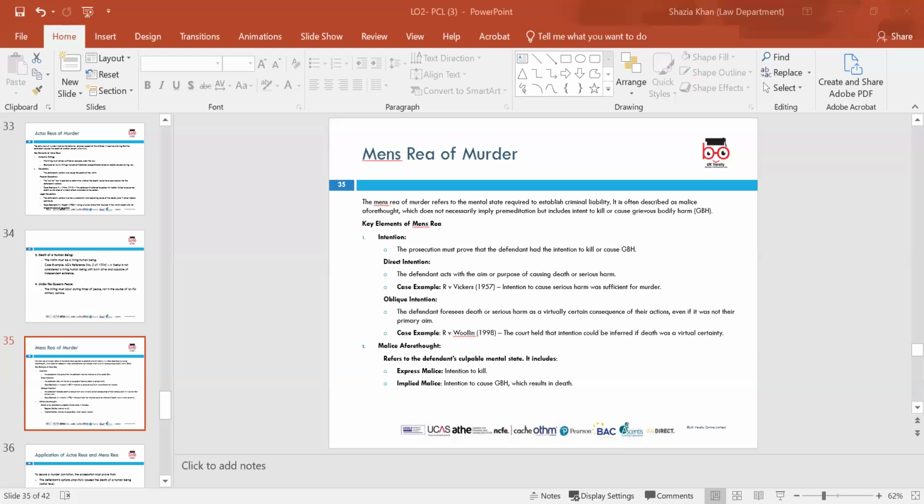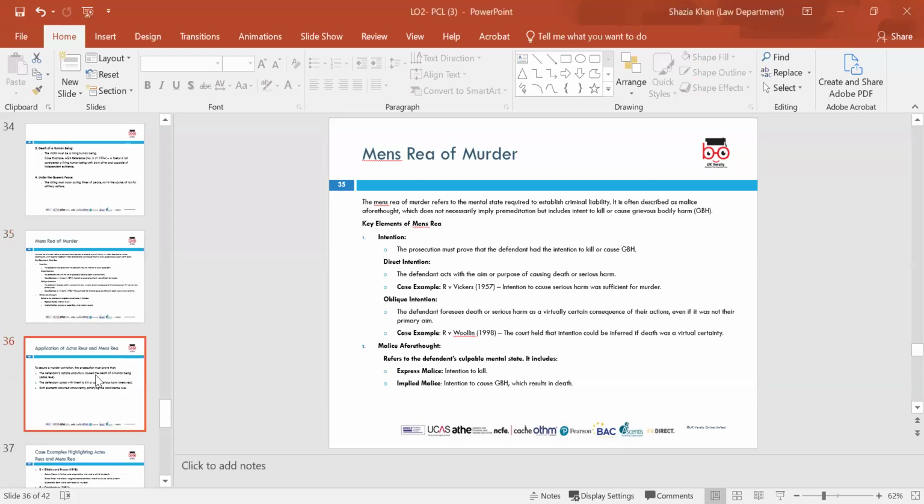And the direct intention is the case of R v Vickers 1957, which established that only an intention to kill or cause GBH is needed to establish the mens rea of murder. And then oblique intention, the case of R v Woollin, where the court held that the intention could be inferred if death was a virtual certainty. And then malice aforethought, which refers to the defendant's culpable mental state. It includes express malice, intention to kill, or implied malice, intention to cause GBH, which results in death.